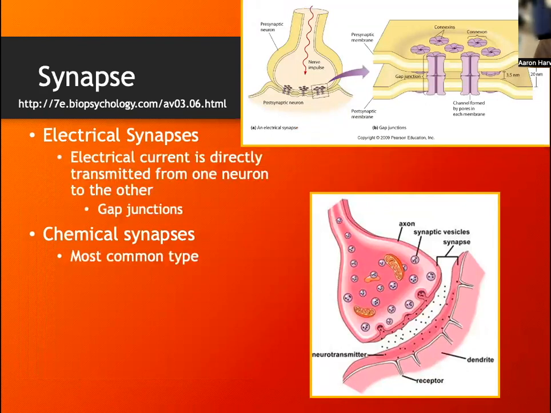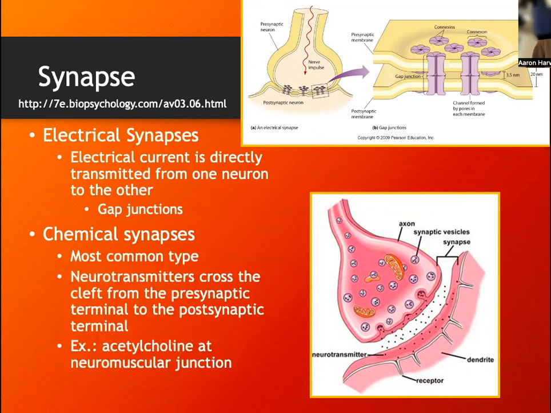We have two important types of synapses we're going to talk through: electrical synapse and chemical synapse. So an electrical synapse is basically the electrical current is directly transmitted from one neuron to the other through a gap junction. So electrical signal direct from one axon to another dendrite.